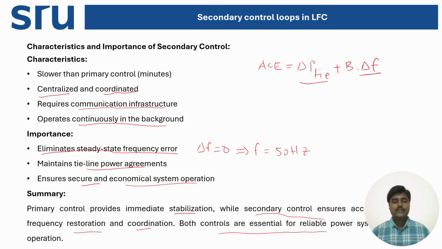In a simple way, I can summarize that whenever there is a change in the load, when the load is increasing or decreasing, first initially the primary control will come into picture and it will bring the frequency within the range 49.5 to 50.5 Hz. And it cannot make frequency exactly equal to 50 Hz. Then immediately the secondary control will come into picture and it will make that steady state frequency error equal to 0 and it will maintain the frequency exactly equal to 50 Hz.